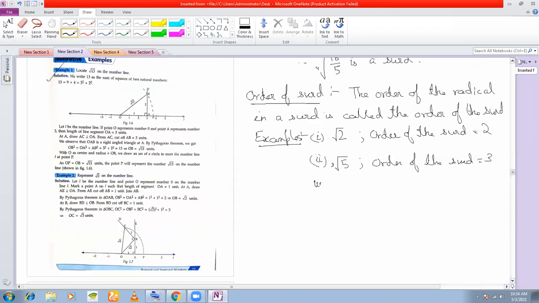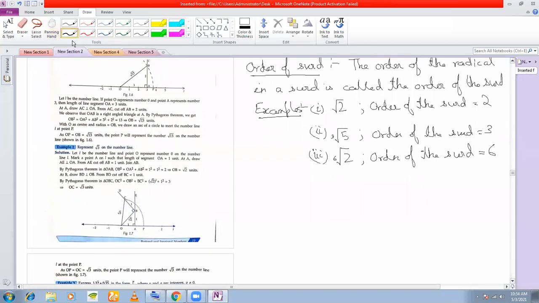Third, say if you are talking about sixth root of 2, what is the order of the surd here? Order of the surd is 6, because we are talking about the sixth root. Order of the radical is 6, so therefore order of the surd is 6. So whatever is the order of the radical, that is called the order of the surd.